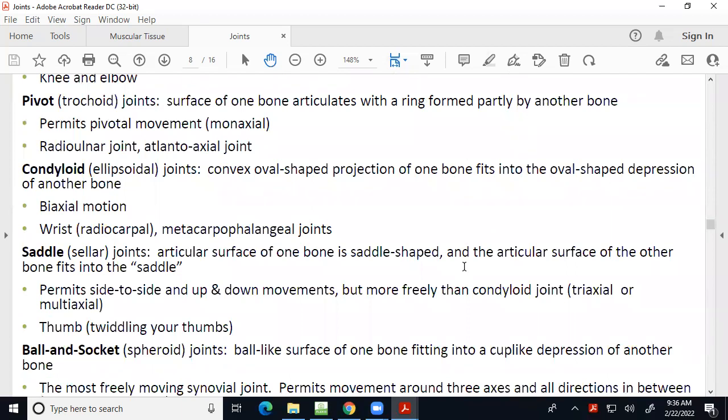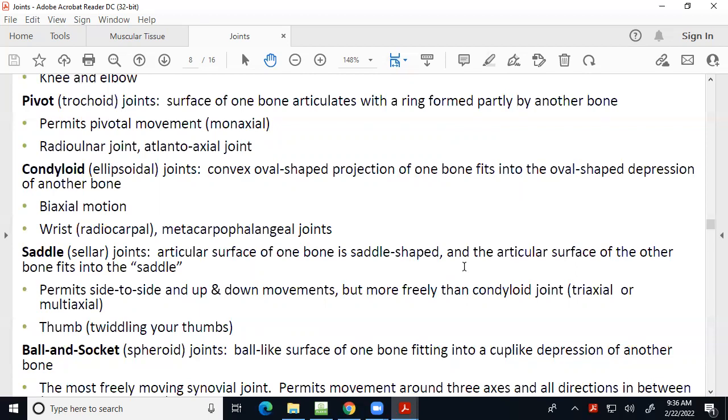The examples of hinge joints that we have in the body are your knees and your elbows. Okay, pivot or trochoid joints are where the surface of one bone articulates with the ring formed partly by another, permitting pivotal movement, which is also monaxial. An example would be the radioulnar joint. That's between the radius and ulna, hence the name. That's the joint that allows you to supinate and pronate, to move your palms forward or to the posterior facing position.